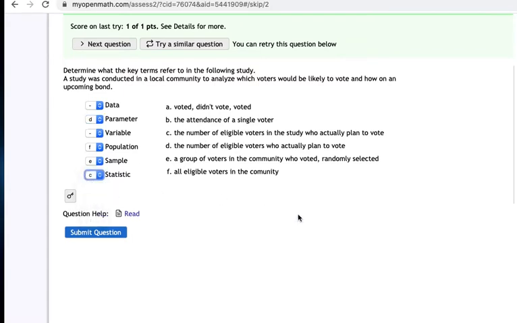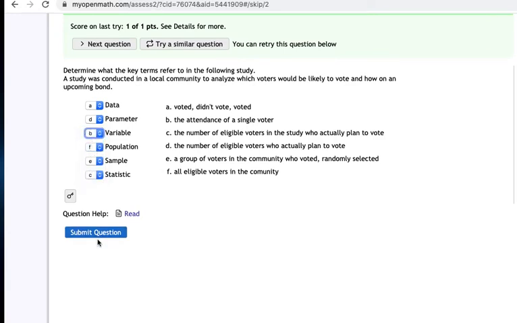All right, then how about data? That's just the raw data, like you voted, you didn't vote. That's what the data is. So data's got to be A. The variable is something that can vary. So, well, I think we just have to go with what's left. There's only one left, and it's B, the attendance of a single voter.